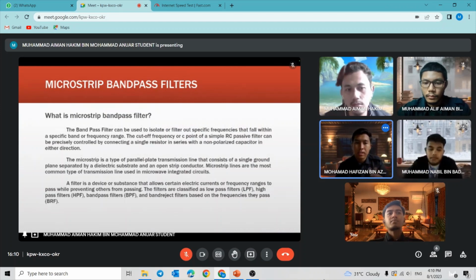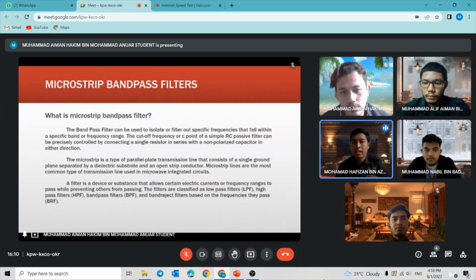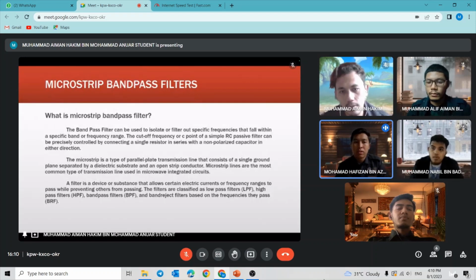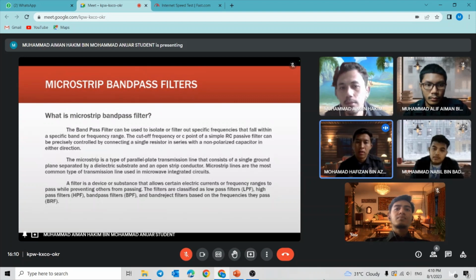The microstrip is a type of parallel plate transmission line that consists of a single ground plane separated by a dielectric substrate and an open strip conductor. Microstrip lines are the most common type of transmission line used in microwave integrated circuits. A filter is a device that allows a certain electric current or frequency range to pass while preventing others from passing. Filters are classified as low pass filter, high pass filter, band pass filter, and band reject filter based on the frequency they pass.